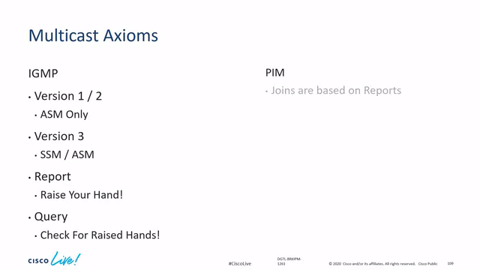Let's talk about PIM. Remember that PIM joins are based on IGMP reports, and that when we do a reverse path forwarding check, we're checking the unicast best path to either the RP in the case of any source, or to the source itself with source-specific multicast.